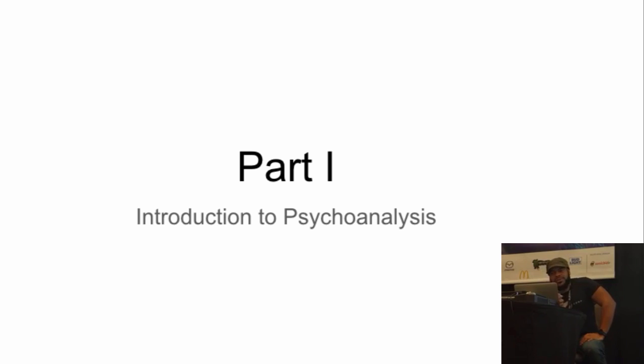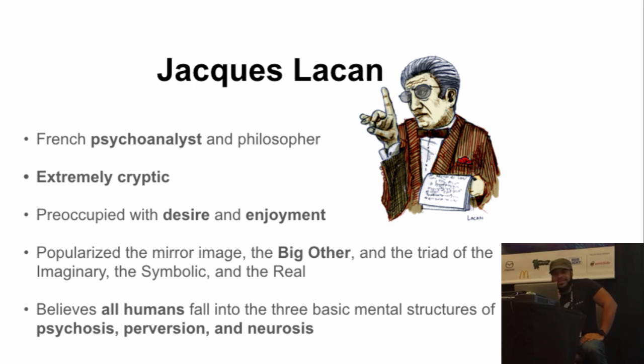So we're going to go through a very quick introduction to psychoanalysis. First up is Jacques Lacan. He's a French psychoanalyst and philosopher. He's extremely cryptic. Some would say impenetrable. He's preoccupied with desire and enjoyment, popularized the mirror image, big other, and the triad of imaginary, symbolic, real. He believes all humans fall into three basic mental structures of psychosis, perversion, and neurosis.